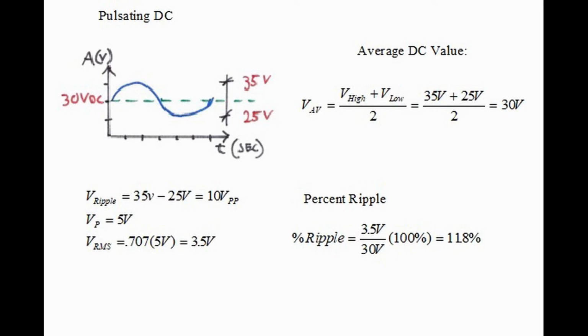We use the RMS value of the ripple voltage to calculate the percent ripple. In this case, it's 3.5 volts divided by 30 volts, which is the DC level, times 100%. And we find that's 11.8%. Anything above 10% ripple is not good, especially when designing power supplies and other electronic equipment where the ripple voltage must be kept down to a very low level.